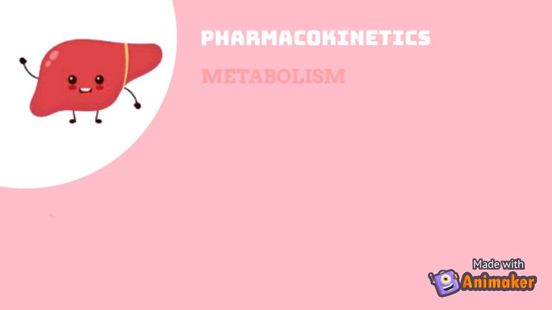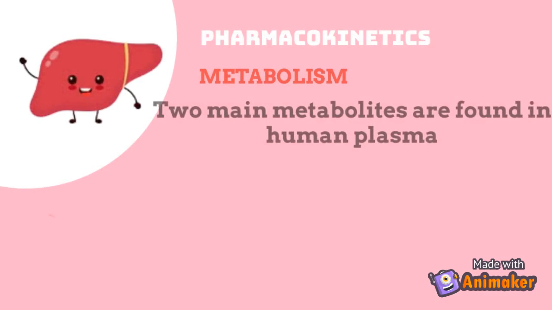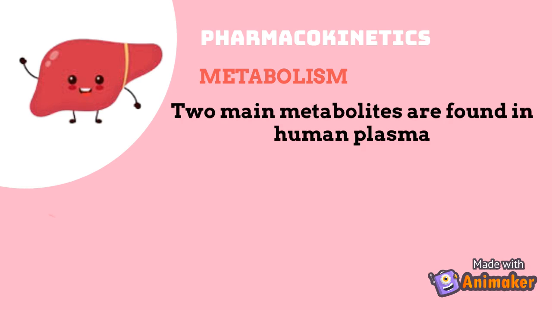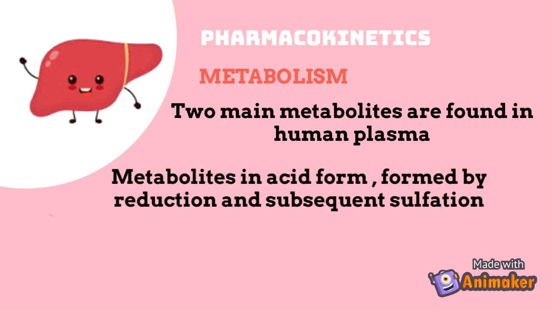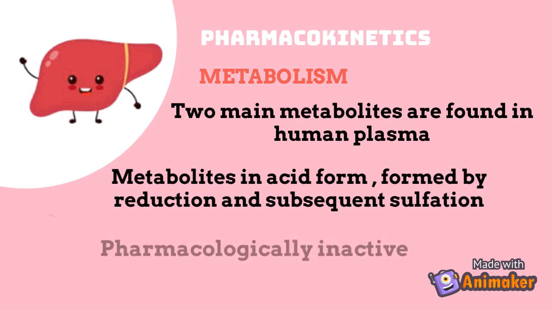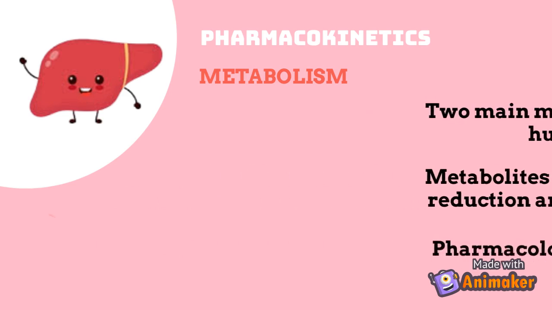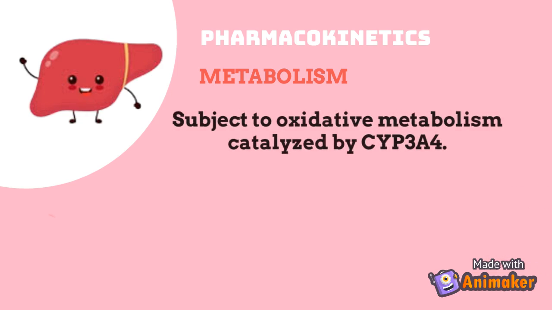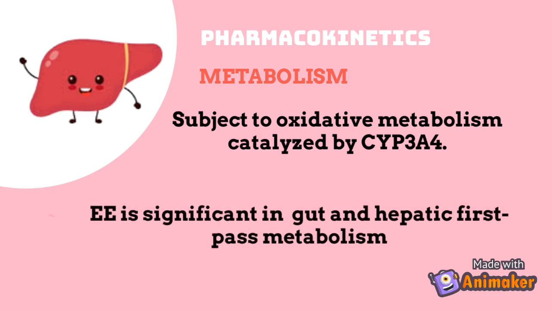Third process is metabolism. My two main metabolites are found in human plasma and were identified to be the acid form of M, which is formed by reduction and subsequent sulfation. These metabolites were shown not to be pharmacologically active. I am also subject to oxidative metabolism catalyzed by CYP3A4. EE or ethinyl estradiol has been reported to be subject to significant gut and hepatic first-pass metabolism.